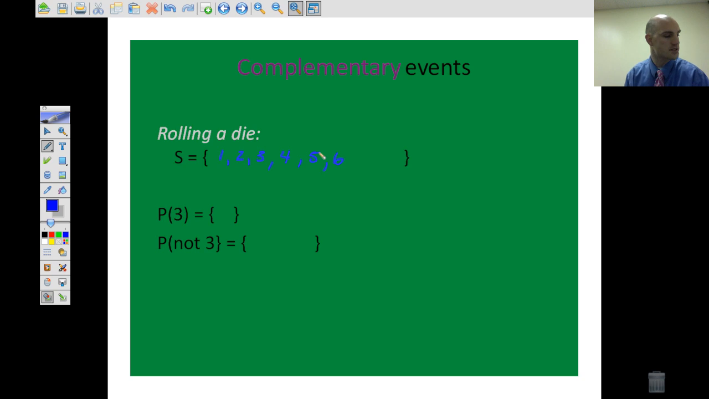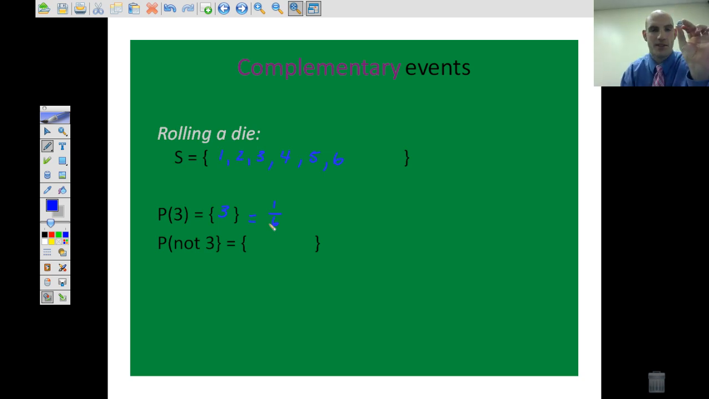The probability of tossing a 3. Well, there's only one way to roll a 3 if we are considering rolling one die. And so the probability of doing that is going to be 1 out of 6. The complementary event to that is going to be the probability of tossing not a 3. So we are going to consider all the ways not to toss a 3.